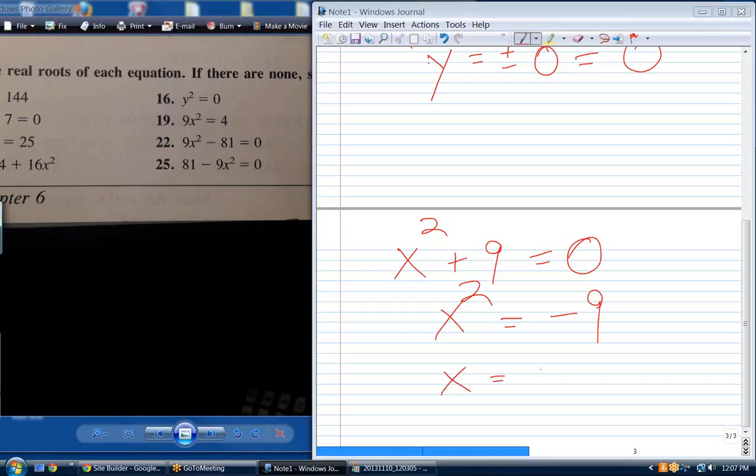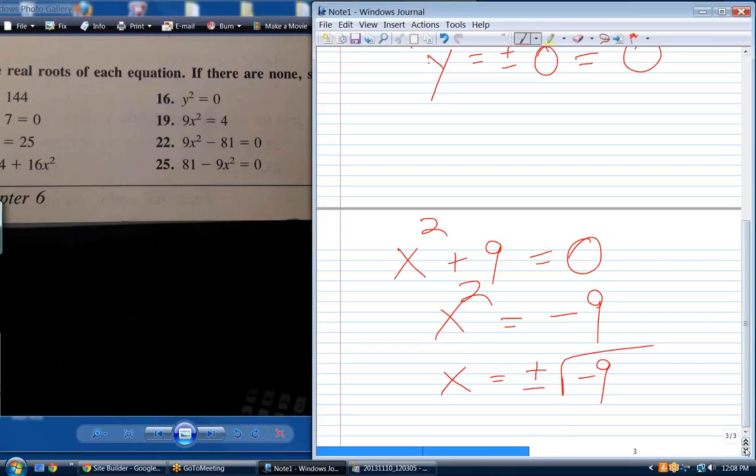Would it be -3? Don't forget the plus or minus. Remember that whenever you take the square root of both sides, always know that your answer begins with plus or minus. Every time? Every time. Okay.